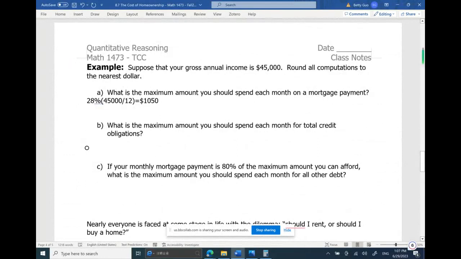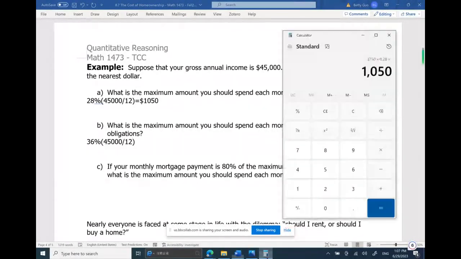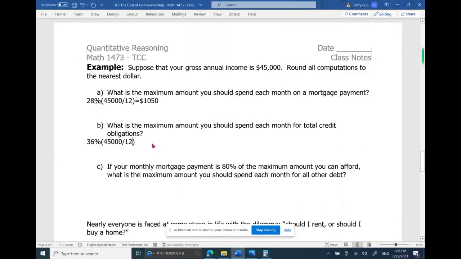36%, right? So we do the same thing as earlier, just change the percentage to 36%. Multiply by the monthly gross income. 45 grand divided by 12. 45,000 divided by 12. Multiply by 0.36. That is 1,350.